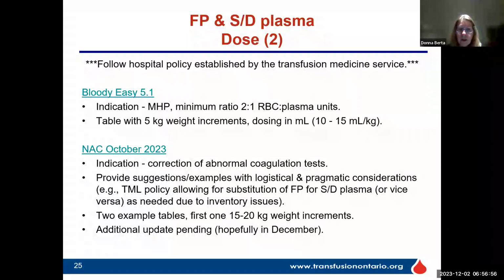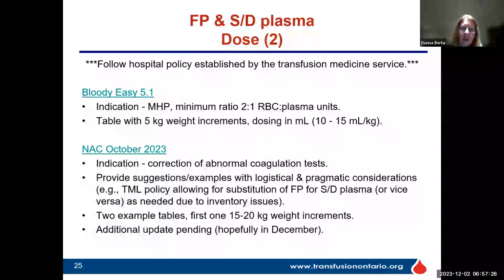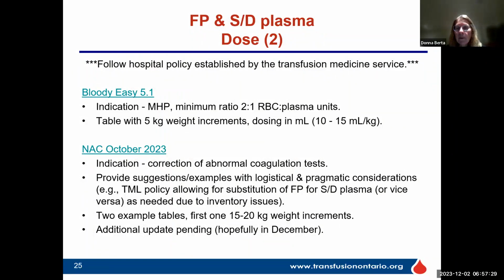NAC, just back in October, has really stepped up and provided us with some concrete information and suggestions. For the indication of correction of abnormal coagulation test results, so INR, they give us some very good suggestions that are very practical, like we should use order sets and have the dosing information within the order sets, and we should have policies for our blood bank to substitute FP for SD and vice versa. They also give us 2 example tables. The first one has fairly significant 15 to 20 kilogram weight increments.